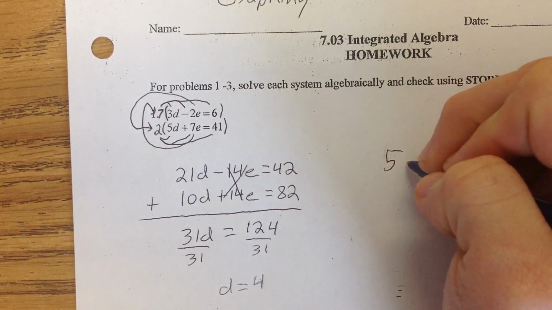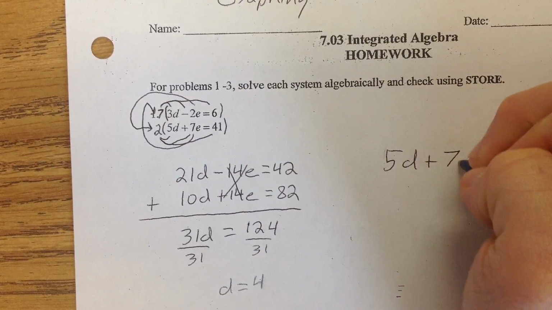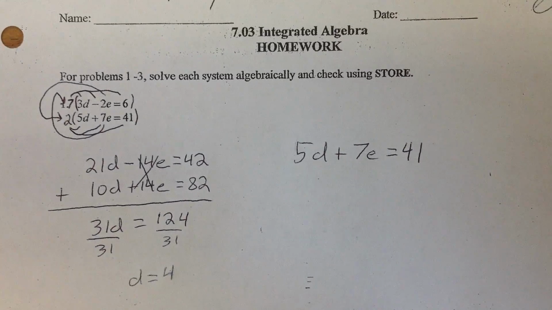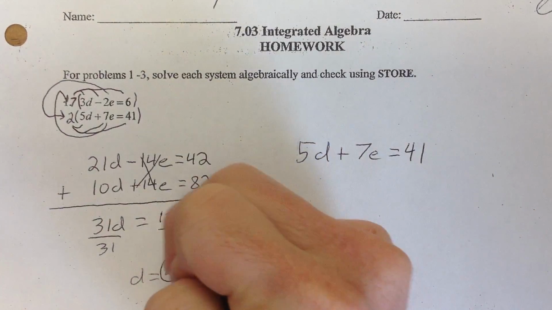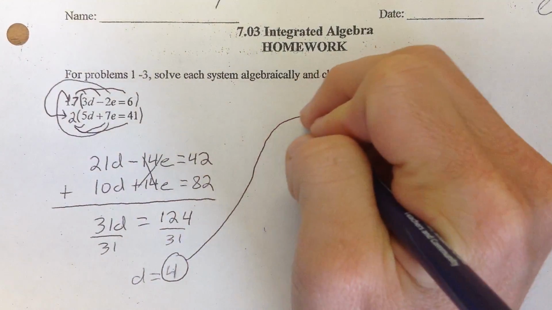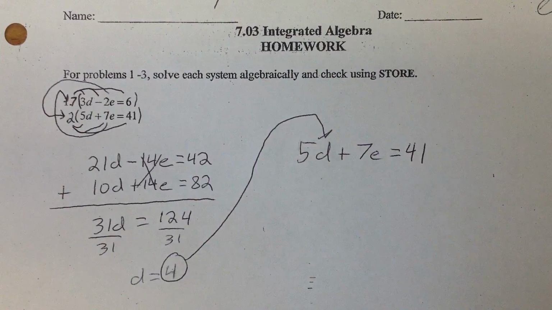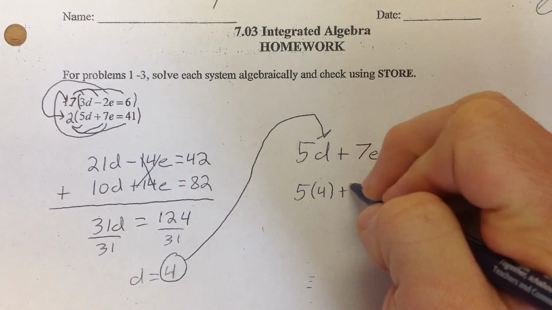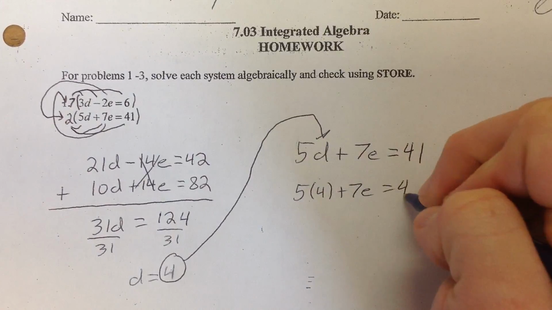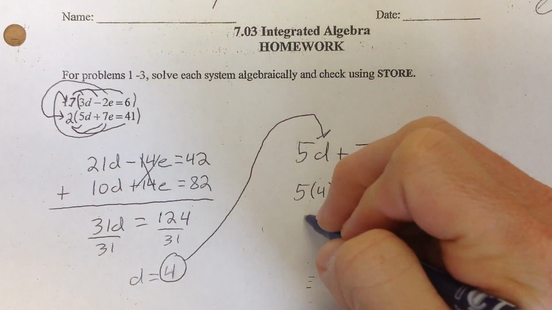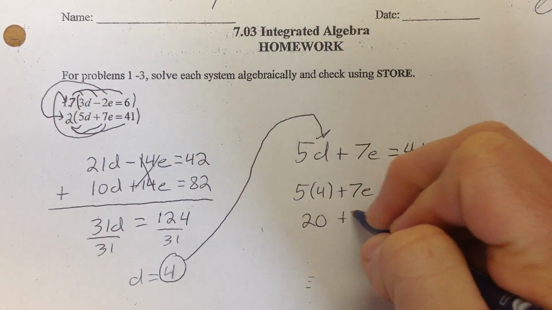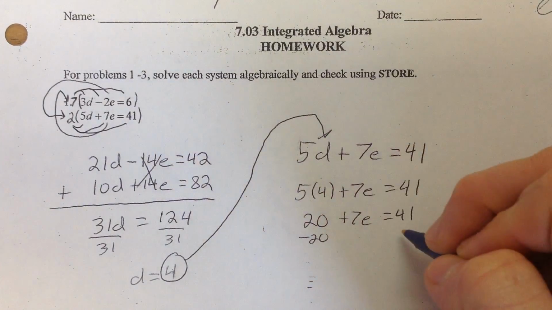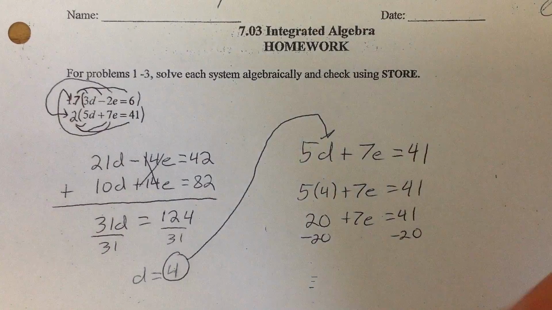So I've got 5d plus 7e equals 41. I've got that right over there. I'm going to take this d equals 4 and plug it in. So now I have 5 times 4 plus 7 times e equals 41. 5 times 4 is 20, plus 7e equals 41. Subtract 20, subtract 20.